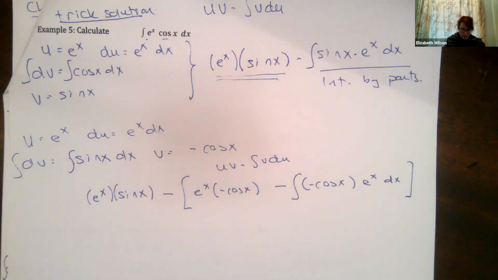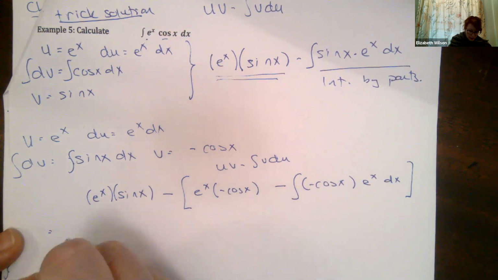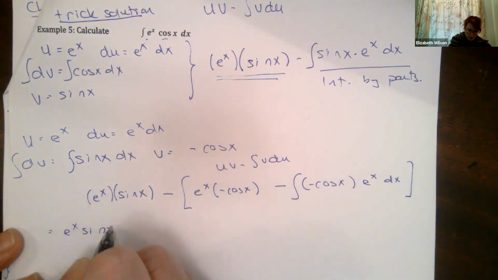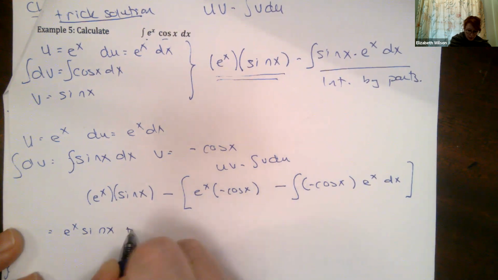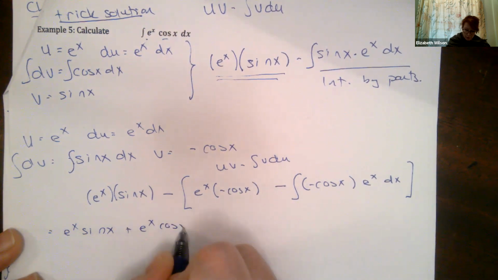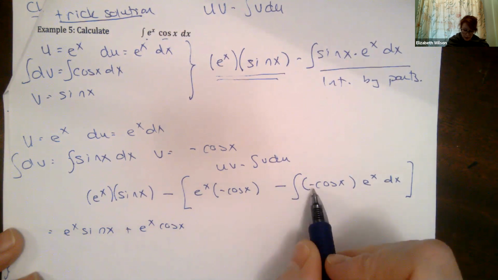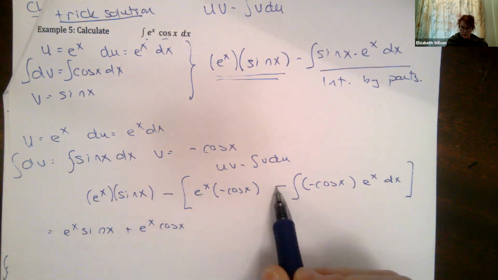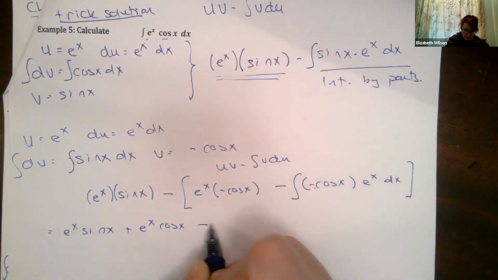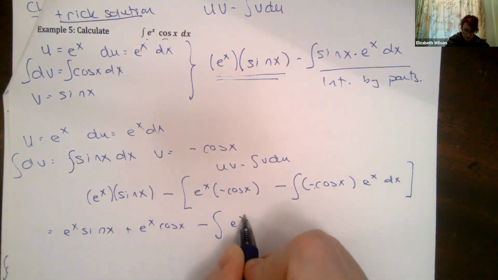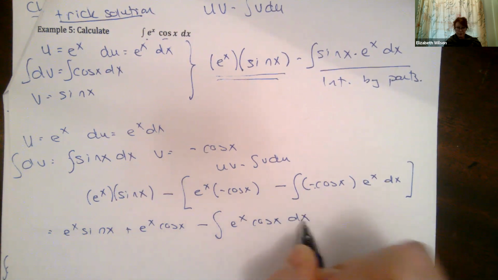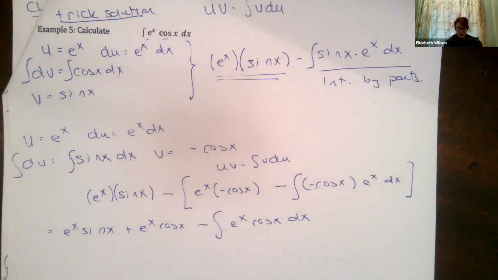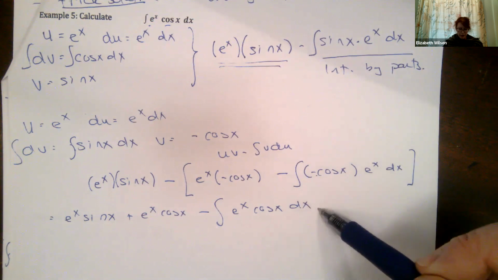Let's start. We're going to distribute our negatives and then see what happens. So I'm going to get e to the x sine of x, minus minus becomes plus e to the x cosine of x, minus minus positive but negative here. So I've got three negatives, so that makes this minus the integral of e to the x cosine of x dx. Everybody see how I got to this point right here?